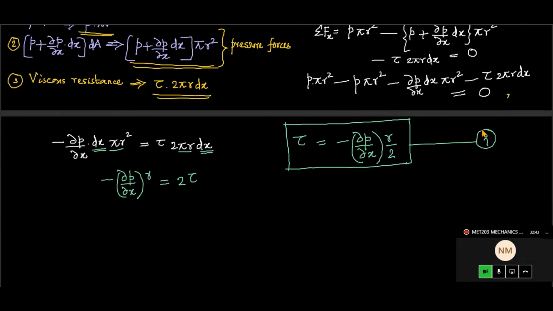So please understand, dou P by dou x is the pressure gradient. What is pressure gradient? Change in pressure with respect to distance. Here we are considering the x direction, so dou P by dou x is the pressure gradient in the x direction. Inherently this is negative, because during the flow, due to the viscous resistance, there is a pressure drop.